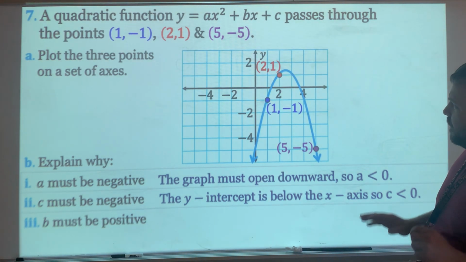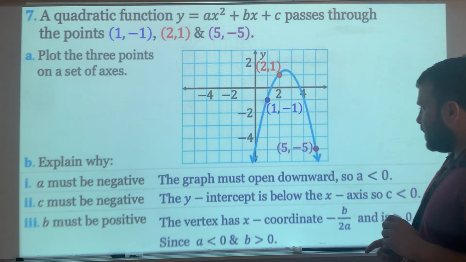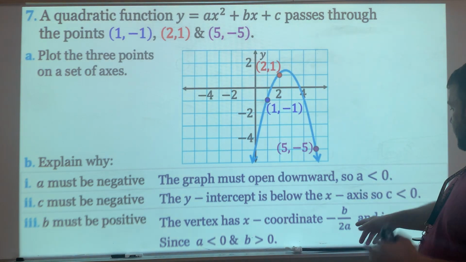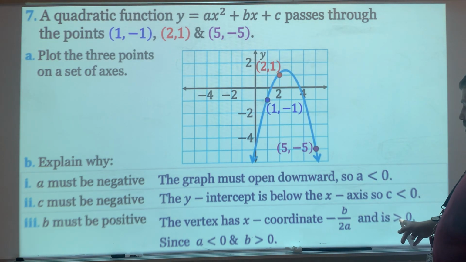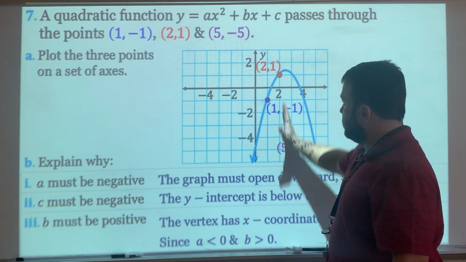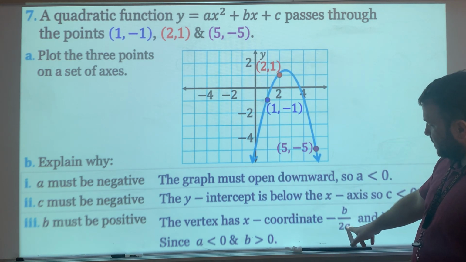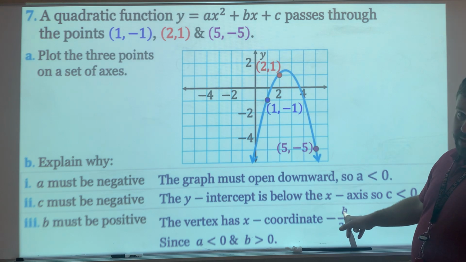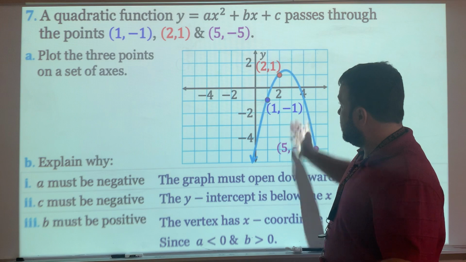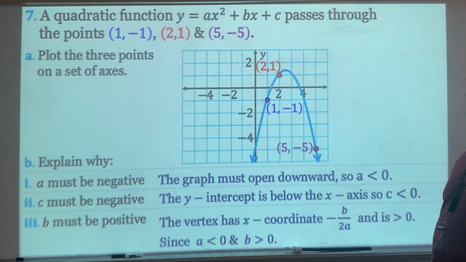All right. Why must B be positive? B is positive because the vertex, negative B over 2A, is greater than 0. How do we know it's greater than 0? Because the axis of symmetry is right around here, so this number is greater than 0. And since A is less than 0, negative and negative is a positive, B also has to be positive. So that's why B has to be bigger than 0, because it's going downwards and the axis of symmetry is positive. So you already have 2 negatives, you can't have a third.